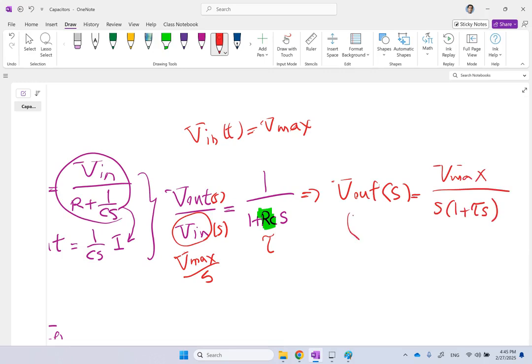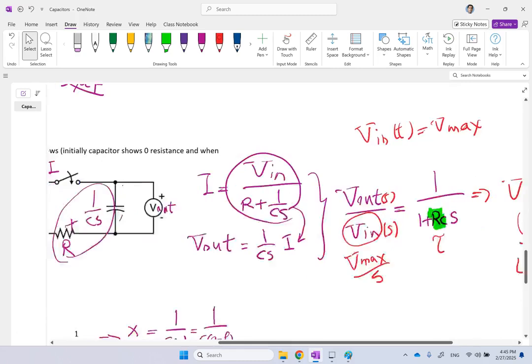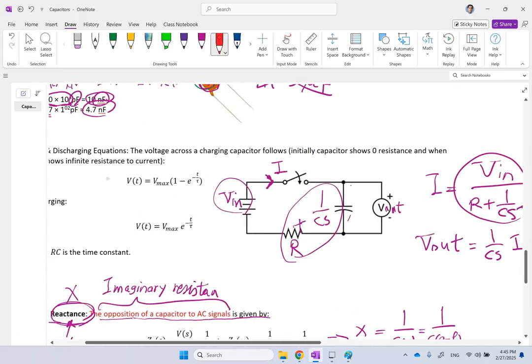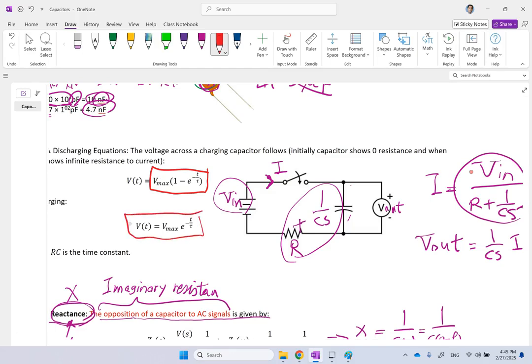Then if you take the Laplace inverse of both sides, clearly your V out in the time domain, the voltage across the capacitor in the time domain, as you know from Laplace inverse, is going to be this guy. So you see, easily you can get that. And of course, in the discharge scenario, V in is 0, so you only get the K component.